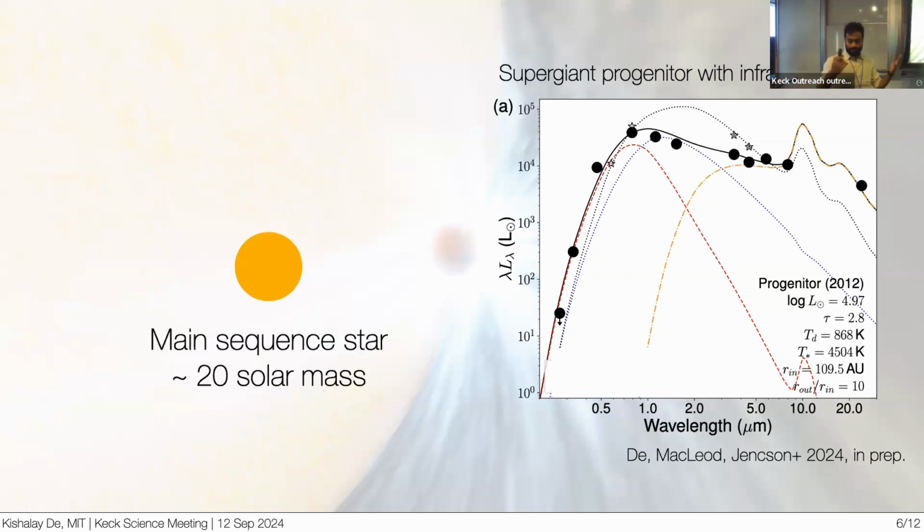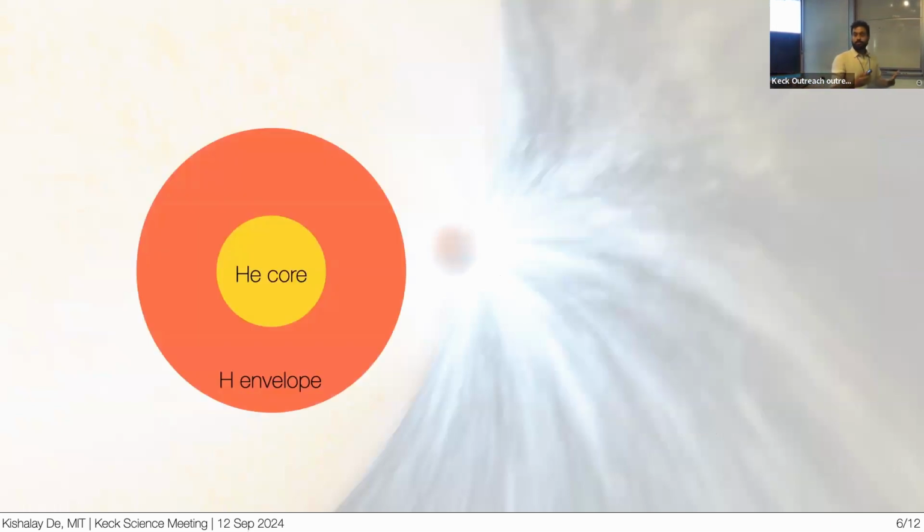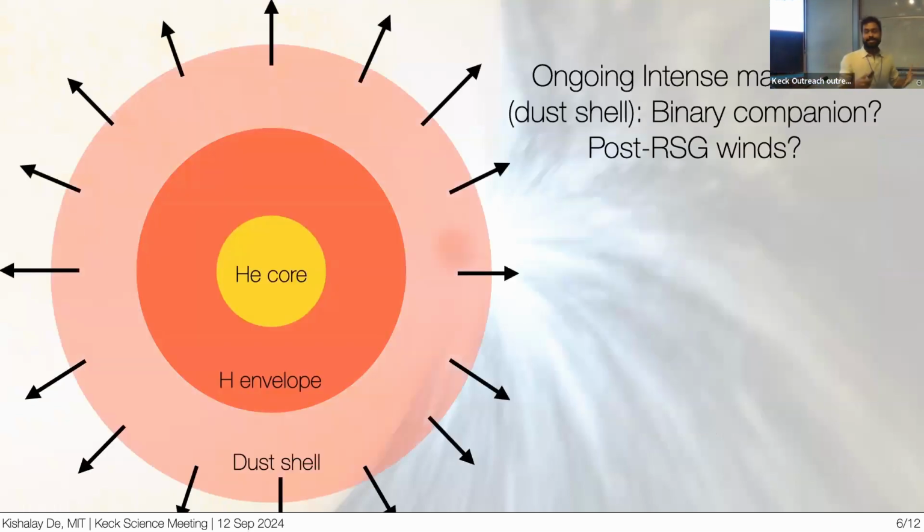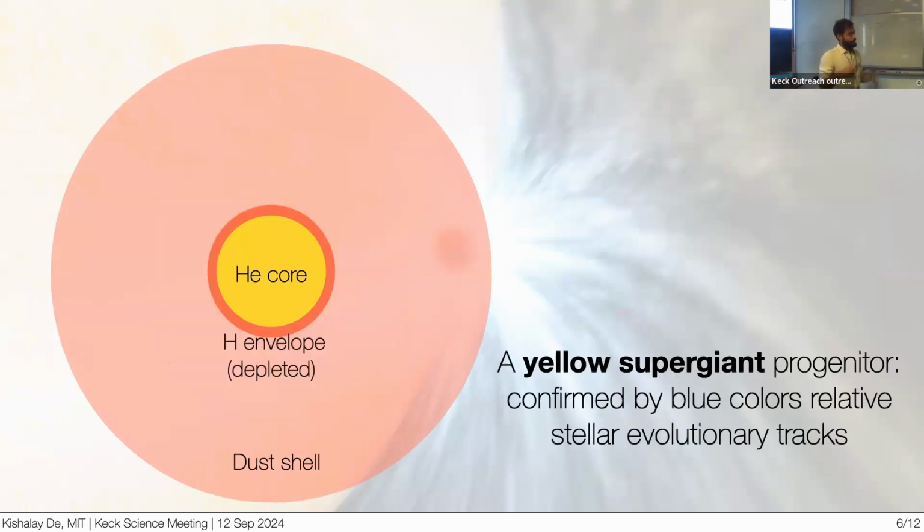The picture I think of is that you have a main sequence star. Given the luminosity, it was probably something like 20 solar masses when it was born. Towards the end of its life, it turns into a red supergiant and forms this intense mass loss shell that produces a dust shell around the star. What exactly causes this is something we can talk about. But the idea is that it's a yellow supergiant progenitor. It's not exactly a red supergiant, and we can confirm that based on its optical luminosity and colors.